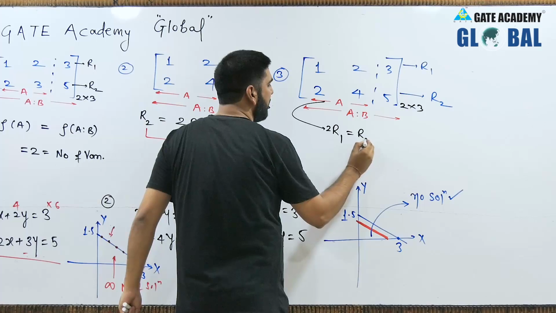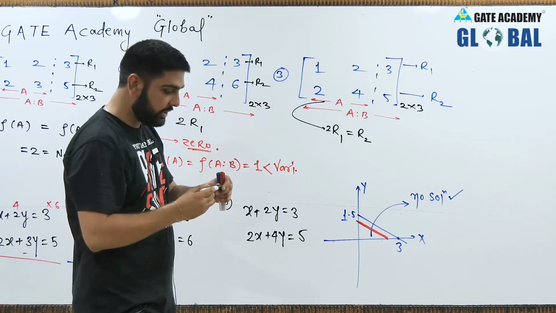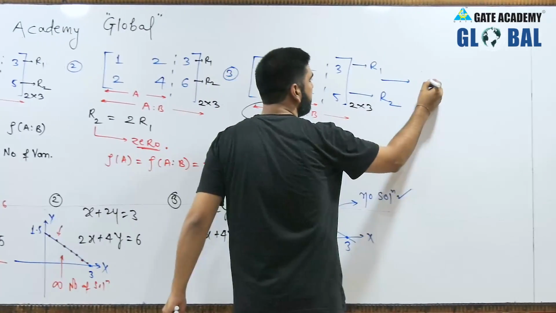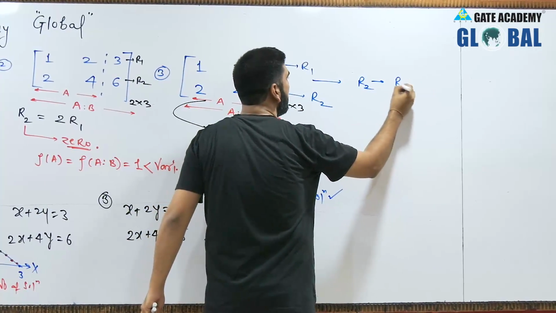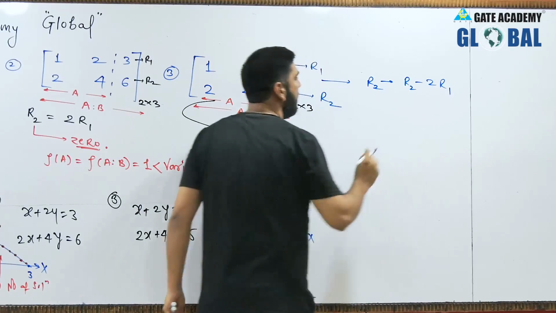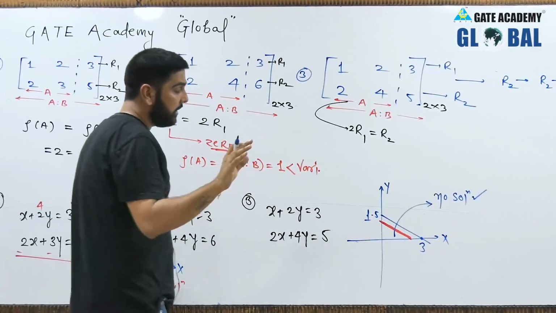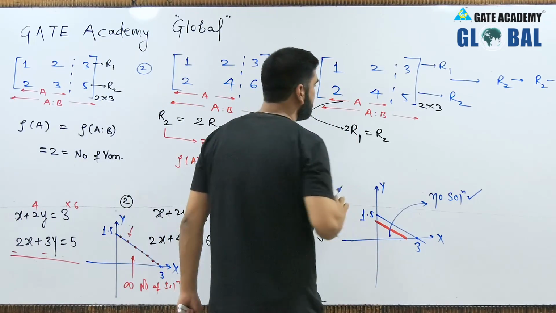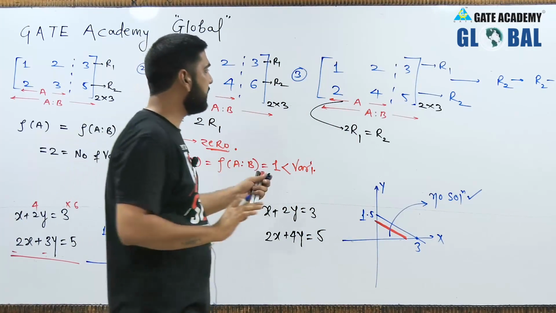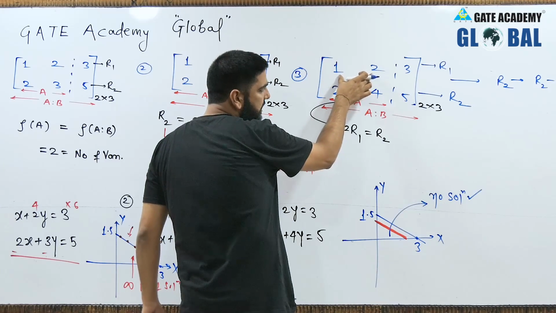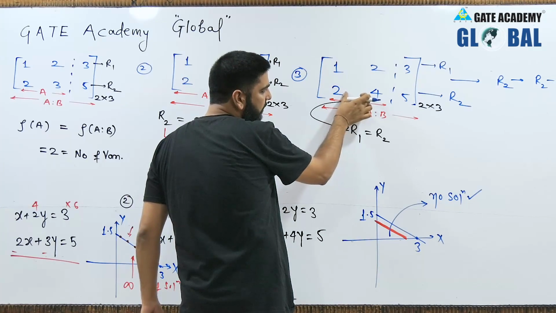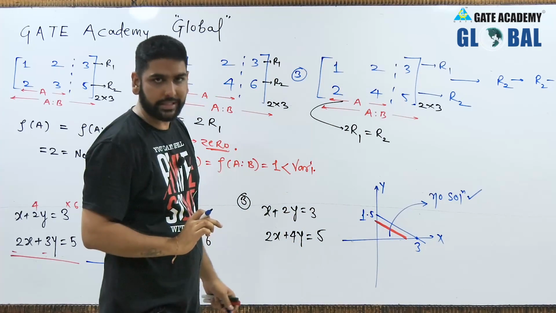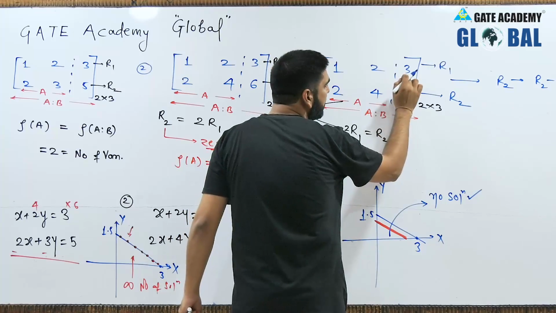R1 into 2 is equal to R2, or you can say R2 is equal to 2R1. That means if I am having some kind of operation like this, R2 is changed by R2 minus 2R1, right? I am having this kind of transformation here. So in matrix A, only in matrix A, we have this row, 2 and 4, related or dependent. That means this 2 should vanish, this 2 should be 0, but it is not related with this 2.